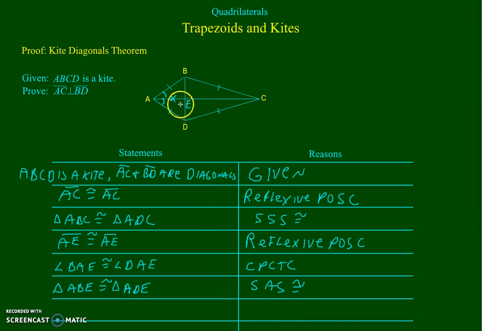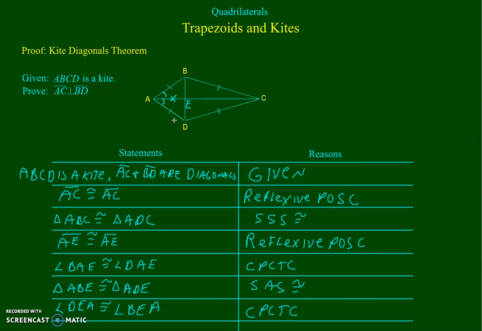Now what we want to do is we want to state that this angle is congruent to this, that they're linear pairs, and therefore that these segments are perpendicular. So our first statement is going to be that angle DEA is congruent to angle BEA, and that is CPCTC because those two angles are part of these two congruent triangles.